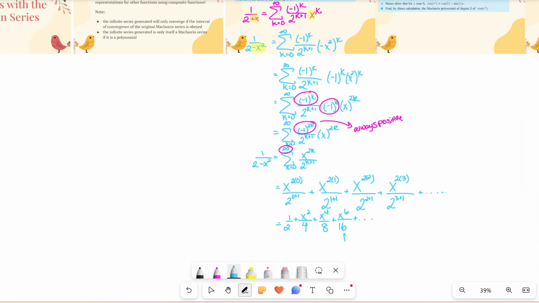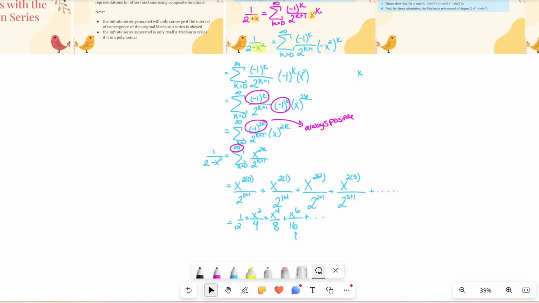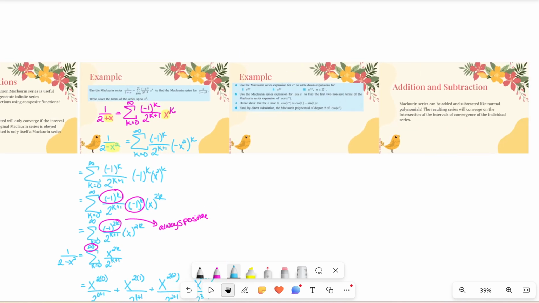Moving on to the next problem, I'm going to just move over my work a little bit so I have enough room for my next problem. So that k is supposed to go here. I'm going to go into my next problem.